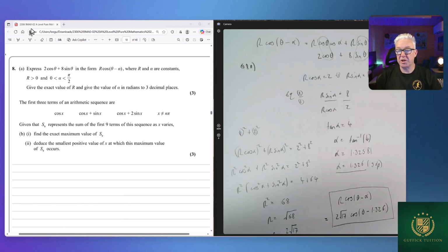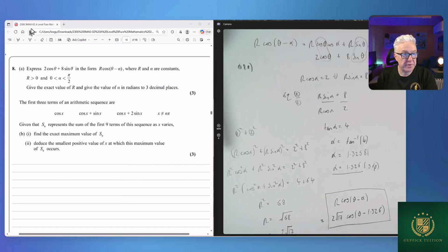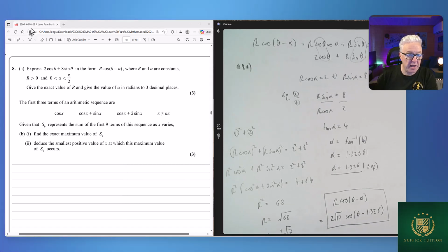Hi everyone, this is question 8 on paper 2 from 2023 for Edexcel. We've got a whole sort of trig kind of question here, and it's linked in with sequences and series.